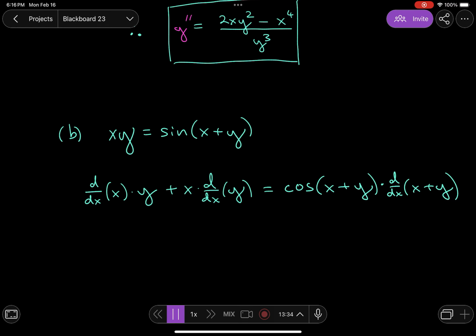All right, let's decode each of these. What I have right here, the derivative of x with respect to x is 1. So all I have left is y right there. Then I have plus x times the derivative of y with respect to x. Oh, but that's y prime. Those are the same thing.